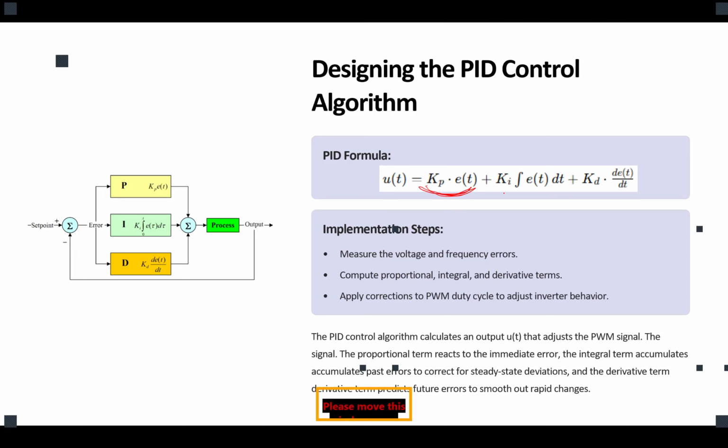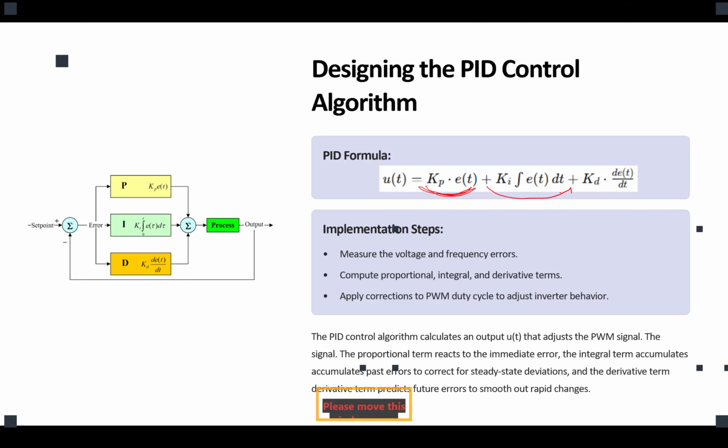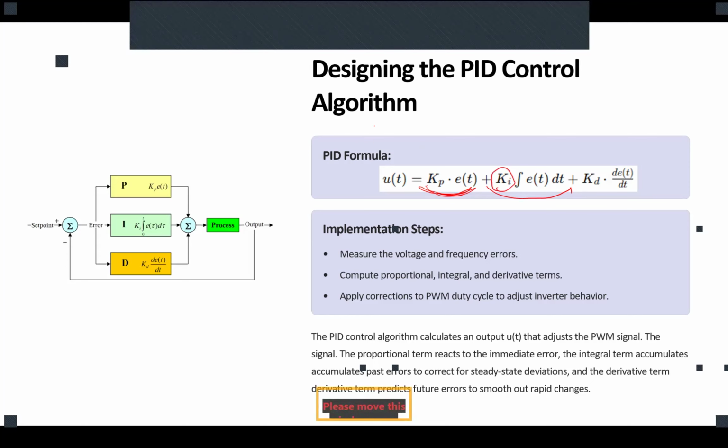The integral part would process the error signal further, calculating an integral of the error signal from the time zero when you push start on your inverters until the current time. So it's always accumulating all the errors. Apply a coefficient or a gain, and it creates the integral portion of our control signal.